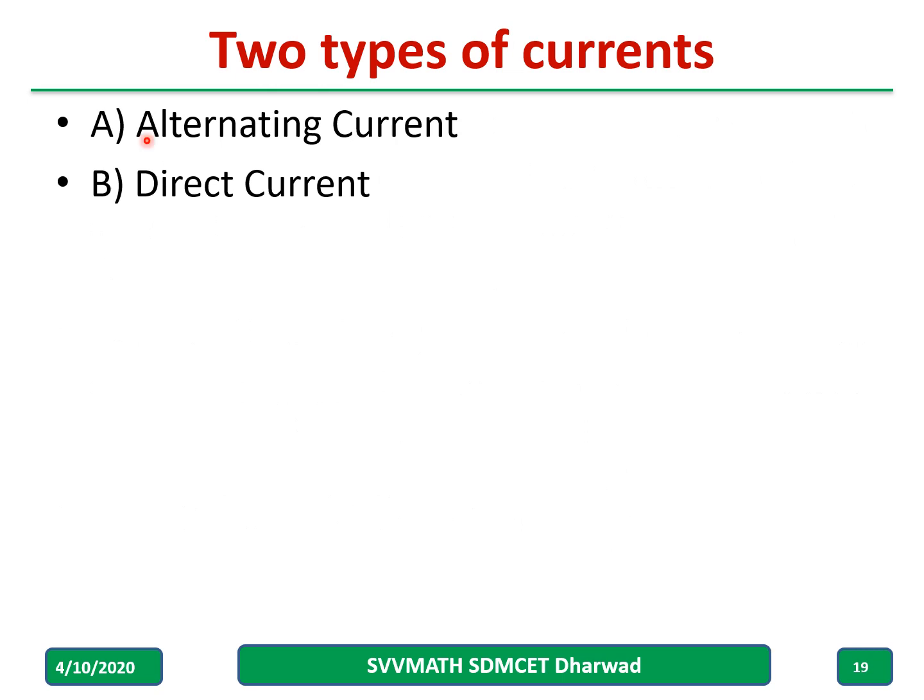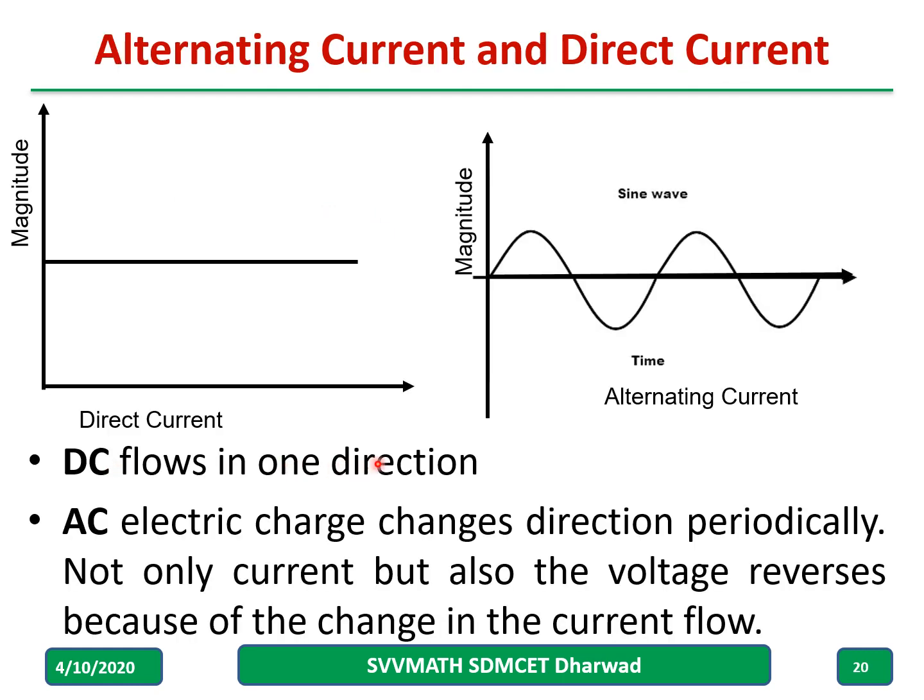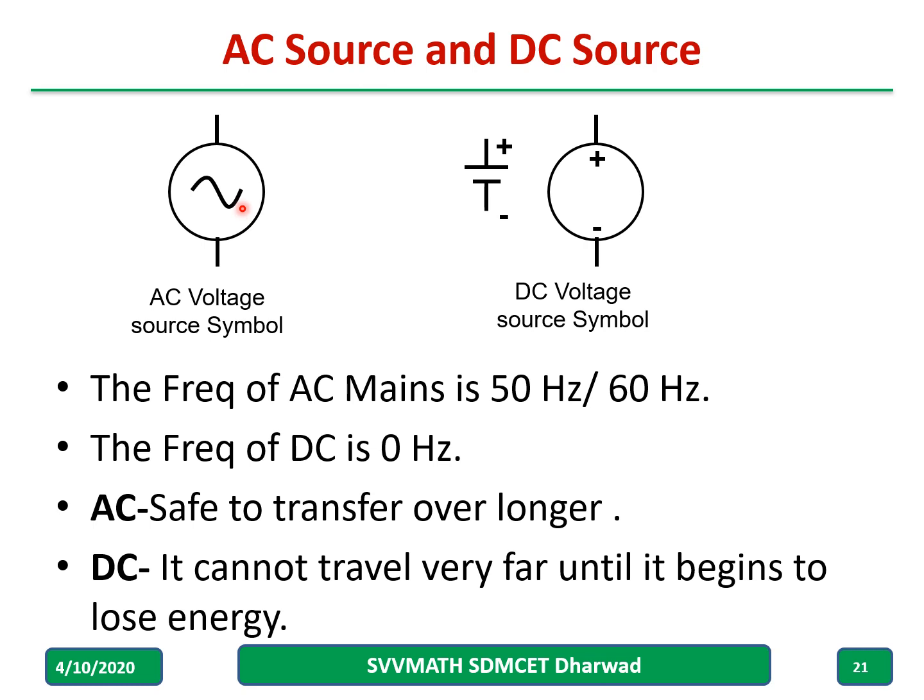There are two types of currents: alternating current and direct current. DC flows in one direction. In AC, the electric charge changes direction periodically. Not only the current but also the voltage reverses because of the change in current flow in the case of AC. So this is an AC source and this is a DC source. AC here means 50 Hz. The frequency of DC is always 0 Hz. AC is safe to transfer over a longer distance. DC cannot travel very far, until it begins to lose energy when the distance is very high.